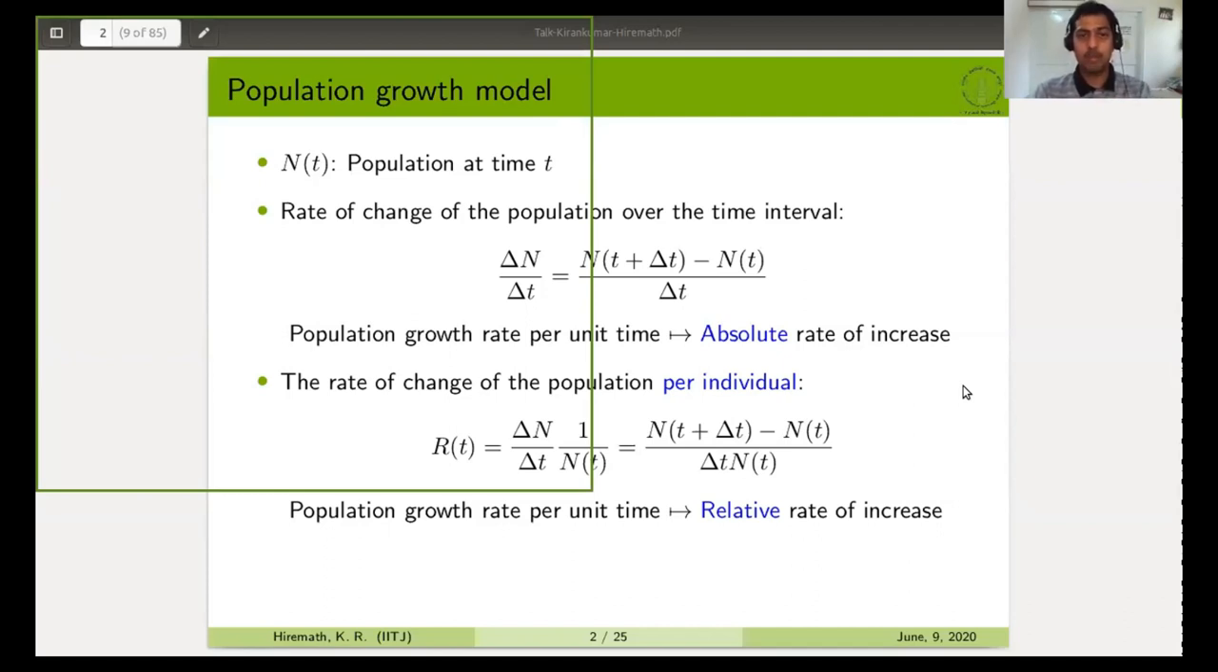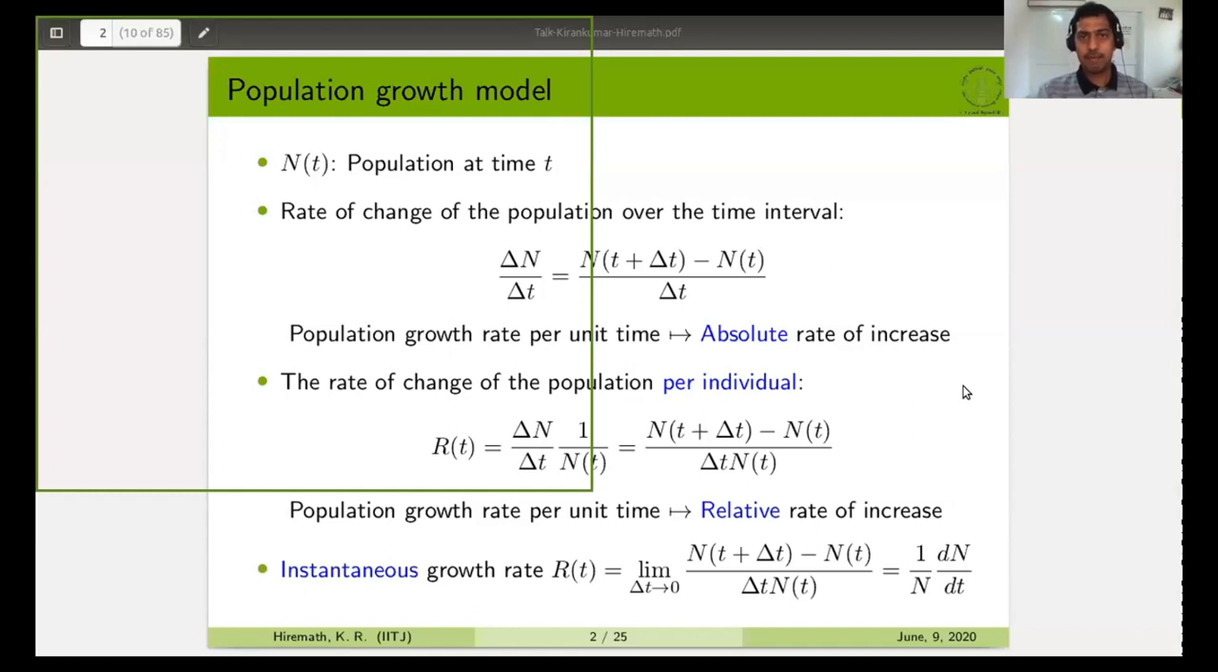So the important thing is that we need to see this relative to the population. In the earlier example, for the population of 100, it will be 10 by 100, that is 10%. And for the population of 200, it is 20 by 200, that is again 10%. And this makes sense. Both the populations are growing at the same speed. So we use this relative growth rate per unit time.